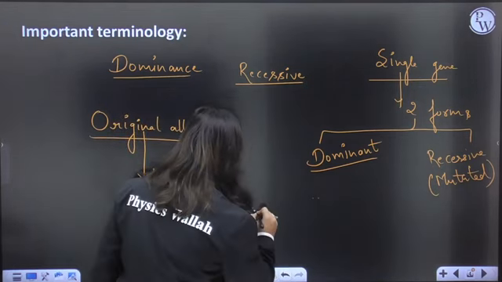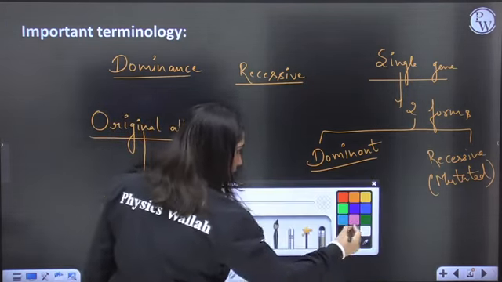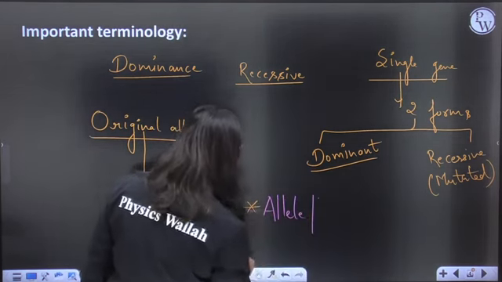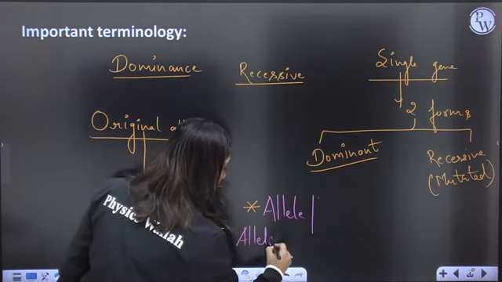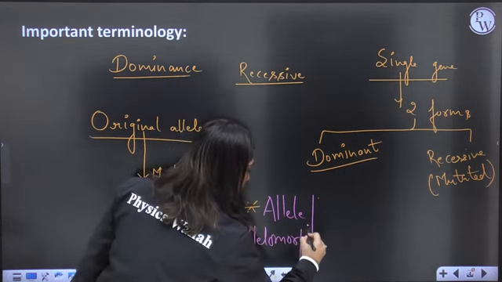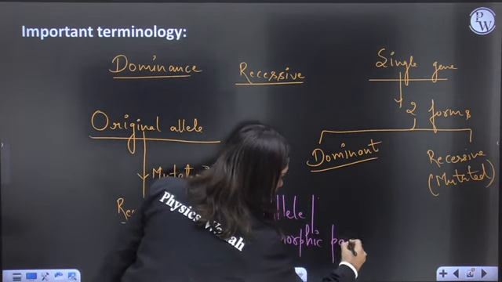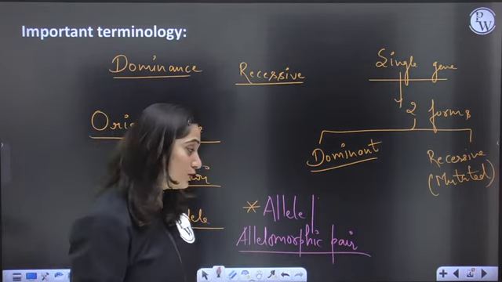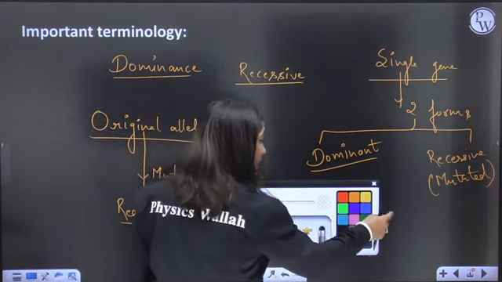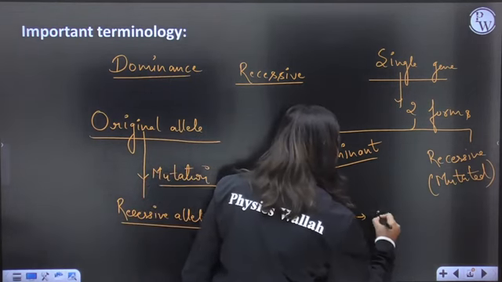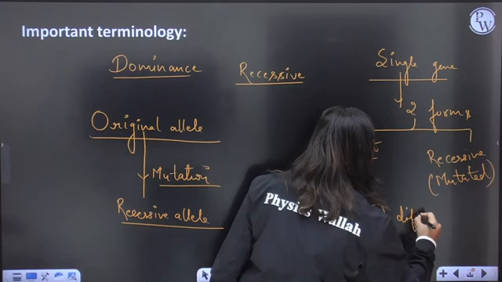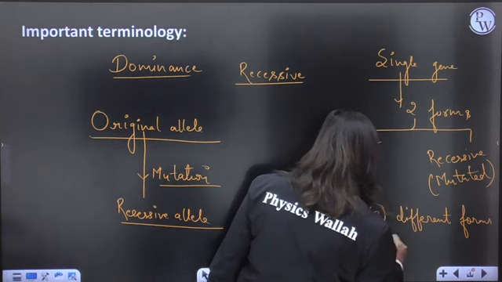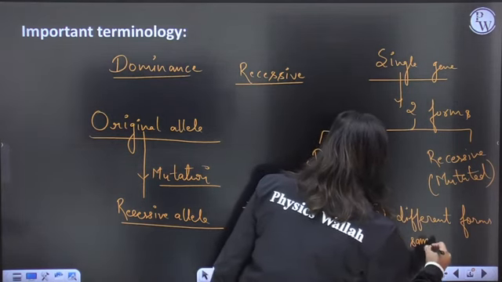Now, here we'll understand a new term, beta, and that is allele, or allelomorphic pair. So you can say that alleles are two different forms of the same gene.